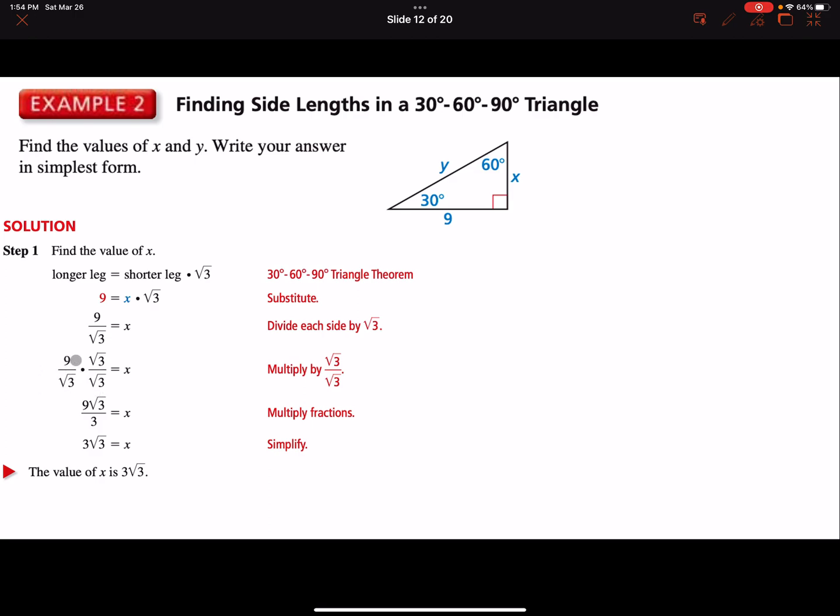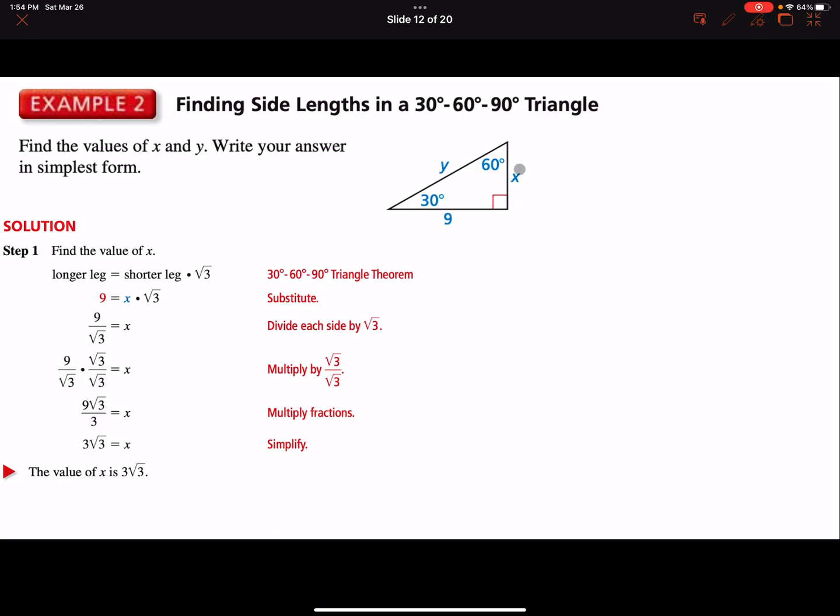It does not change the value of this fraction, but it also eliminates the roots from the denominator, because root 3 times root 3 is root 9, and the square root of 9 is 3. So now my denominator goes from being root 3 to 3. And when I multiply by root 3 over root 3, I end up with 9 root 3 over 3, which we can actually simplify to 3 root 3. So the value of x is 3 root 3.